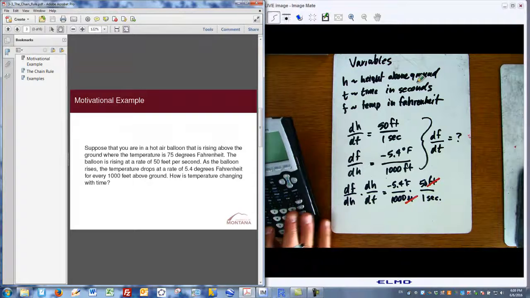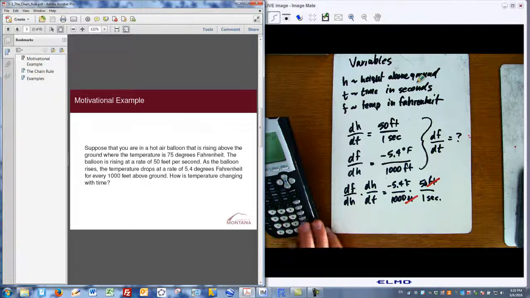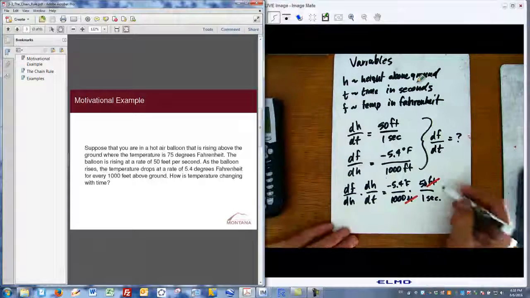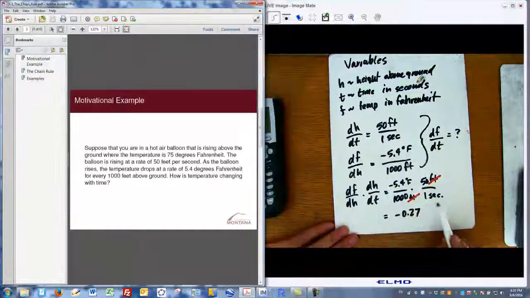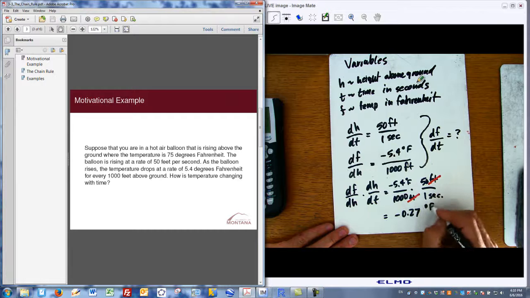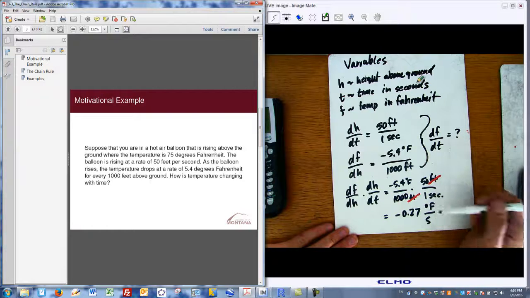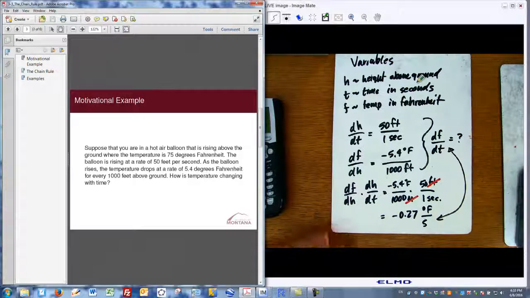So I have negative 5.4 times 50, all divided by 1,000. So I get negative 0.27. Let's think about what the units on it are. It's degrees Fahrenheit per second. And that's really what the instantaneous rate of change of temperature with respect to time is. It's this thing, right? And this should give you some intuition now into the chain rule when we go to its formal statement.